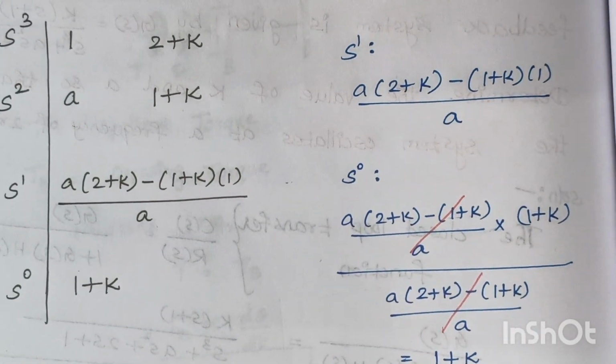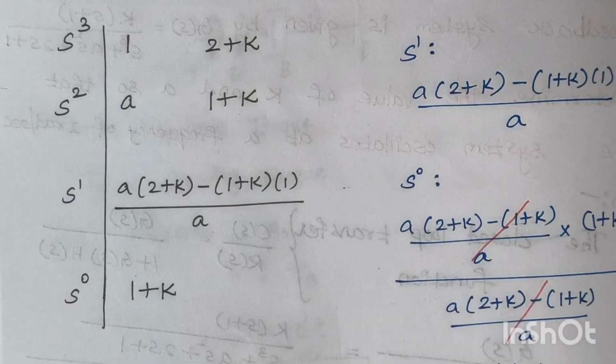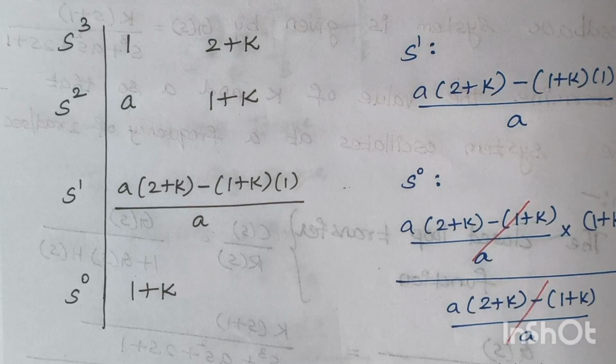Finally we have formed our Routh array. So in the problem they had clearly given that the system oscillates. Right. So the system oscillates indirectly means that there is a row of zeros.